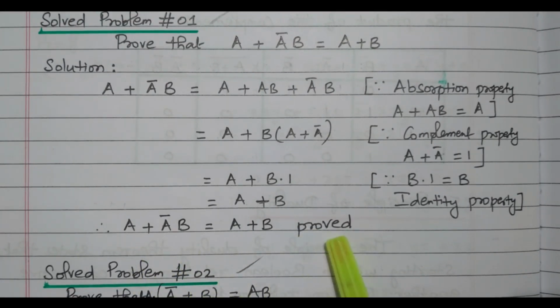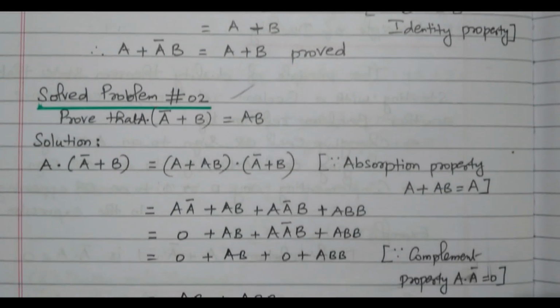Now we proved the theorem, right? So this theorem can be used for further simplification in other switching equations. If you have the expression a plus a bar b, that can be written as a plus b. Now we'll go to the second problem, second theorem.